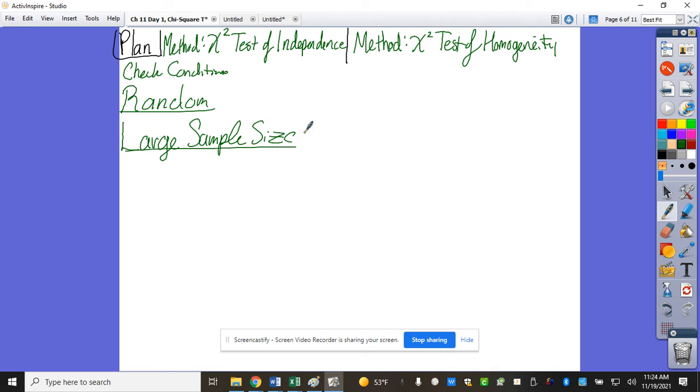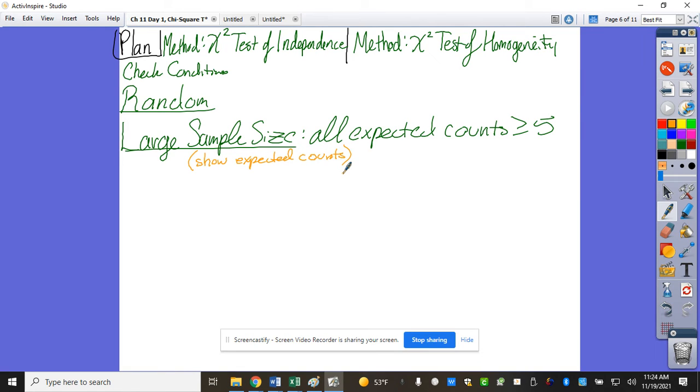And how do I check for large sample size? So you would actually show what the expected counts are and then just write that they're all at least 5. So for this problem, the one that we were doing already, we just happened to already do the expected. If I were actually doing a 4-step, I would have just waited and done it here.